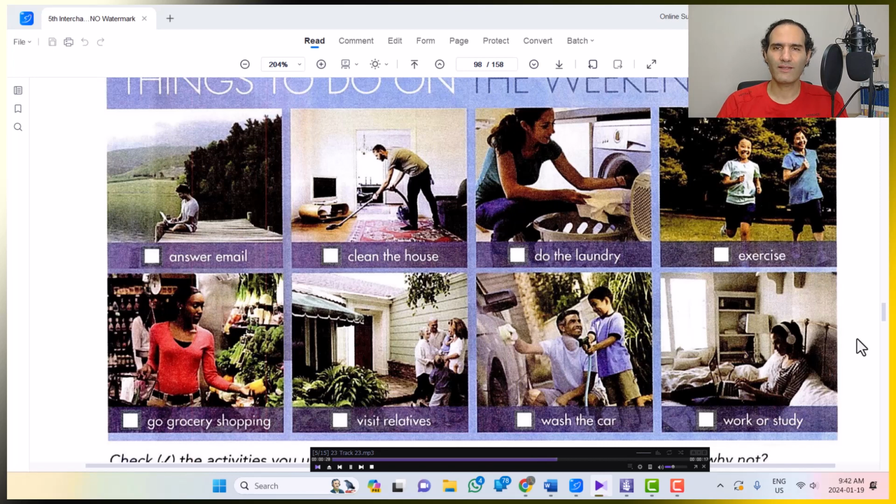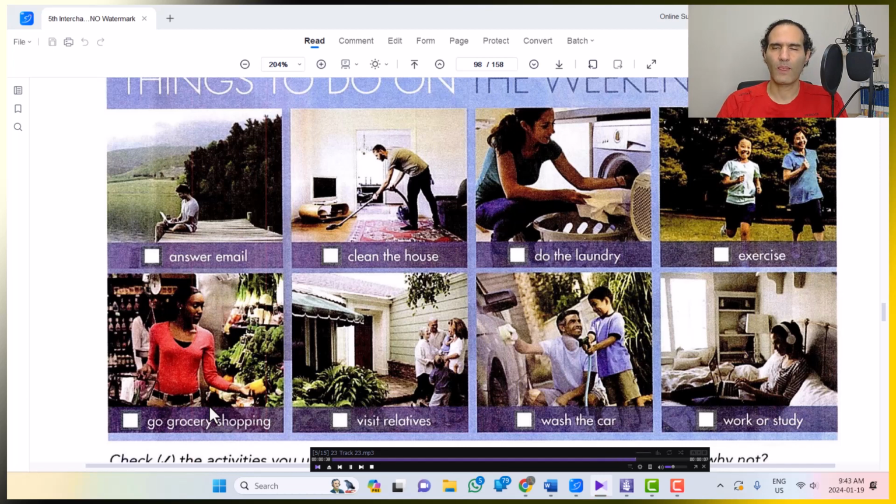Exercise. Go grocery shopping. So grocery shopping are the things that you buy at a supermarket or at a grocery store, like the picture. And because this activity ends in ing, the verb going for that is go. Go shopping, go swimming, go running, go walking. Okay? Visit relatives.